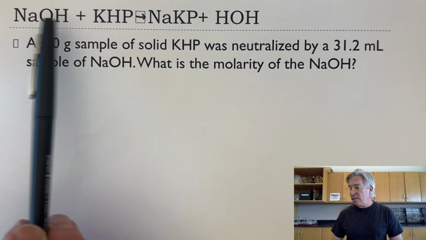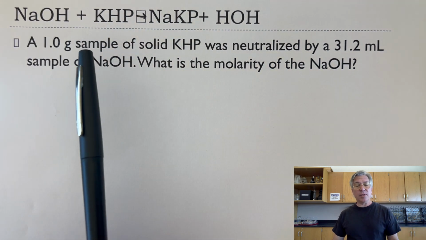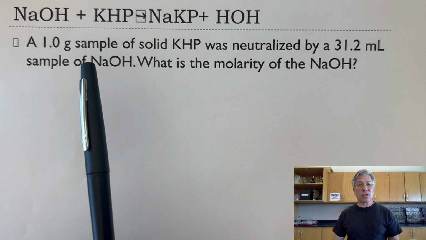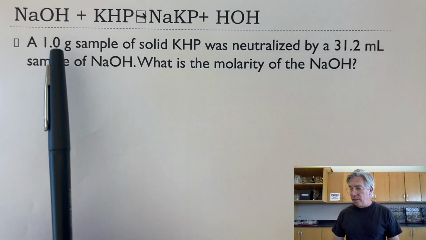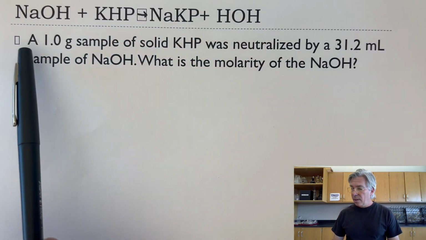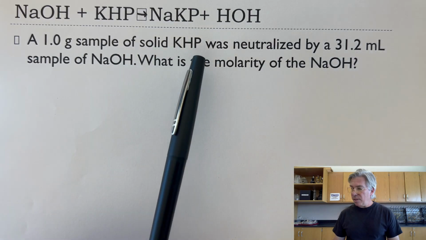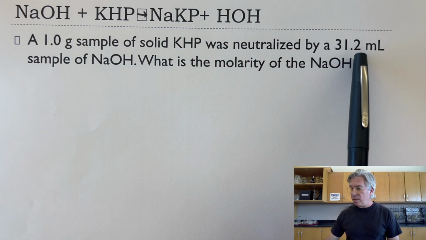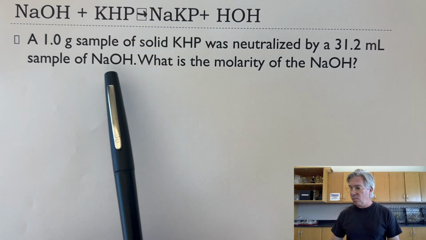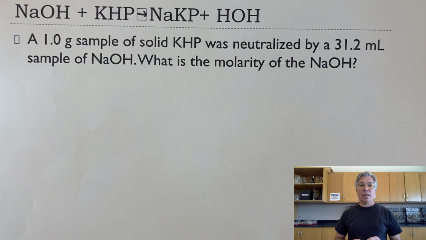And it reacts in a 1-to-1 ratio, and it's a good way to find out the molarity of your NaOH, because that's kind of uncertain when we make it. So we needed a primary standard to do that. A 1 gram sample of solid KHP was neutralized by a 31.2 milliliter sample of NaOH. What is the molarity of the NaOH?